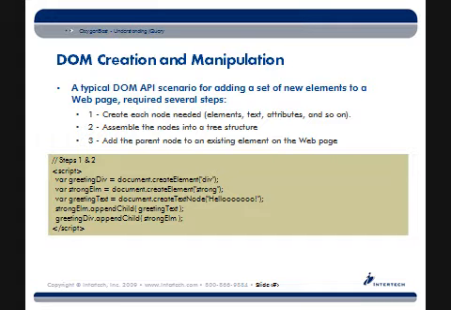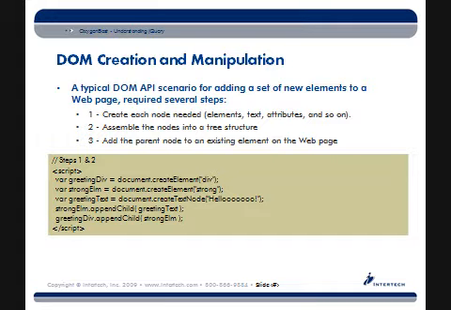The first step is we need to create each node needed, and that's going to be all of our elements. We may have text nodes, we may have attribute nodes. We need to create each and every one, and then once we have them, we need to assemble these nodes into some sort of a tree structure. Finally, once we have that tree structure, we need to find something in the page that can act as a placeholder or handle and push our tree into that so that it can be displayed. But let's focus on the first 2 steps here.